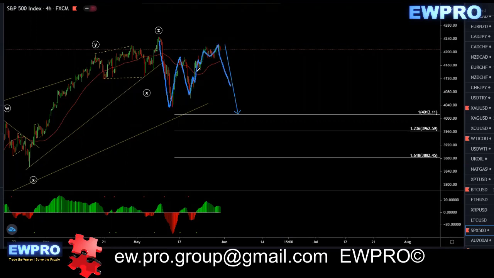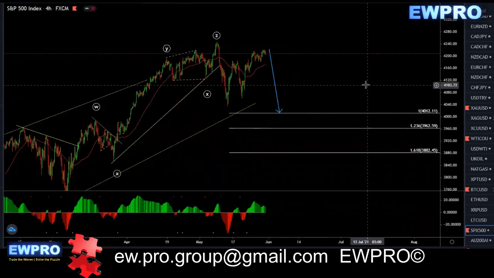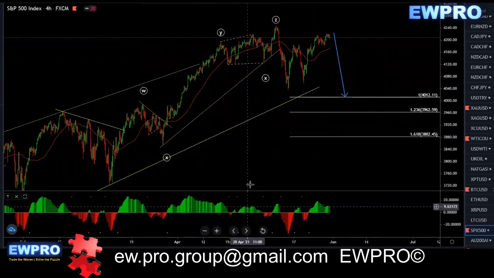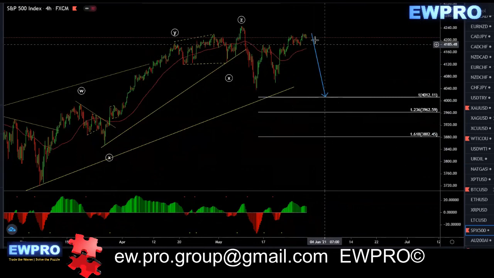So we get an impulse down, giving us a flat or a running flat or expanding flat, and then another one up, and then we get the A, B, C. So I'm only really looking for the sells. We got that 5 up, and we have that bearish divergence on wave Z. So I'll be more interested in looking for sells.